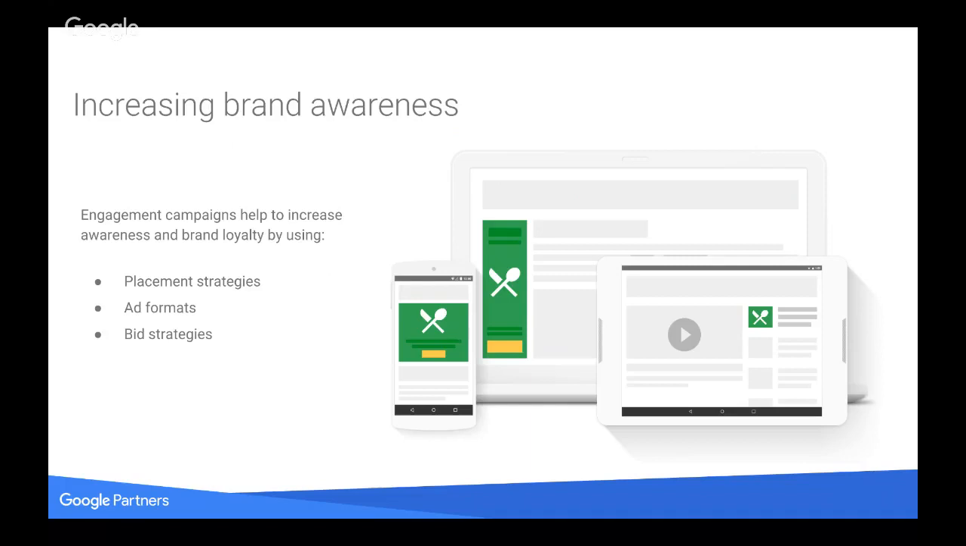You can also use bid strategies such as maximize clicks, which will help you get your ad out there as much as possible. So not a conversion-oriented strategy, but a manual CPC or a maximize clicks type strategy, which will help you get your ad out there as many times as possible.